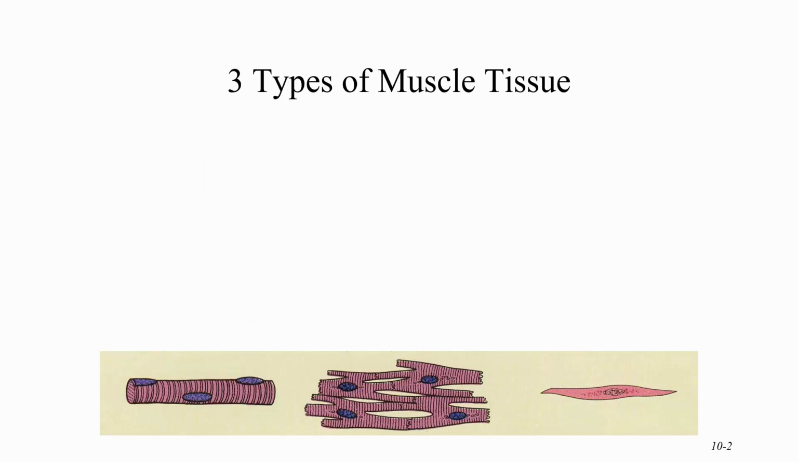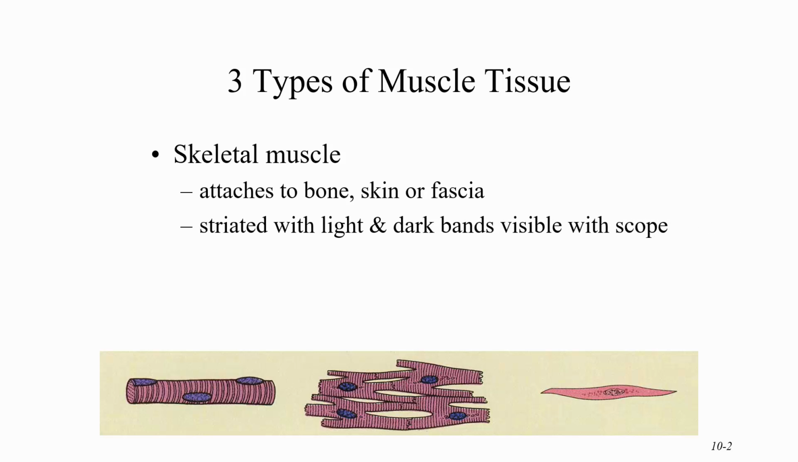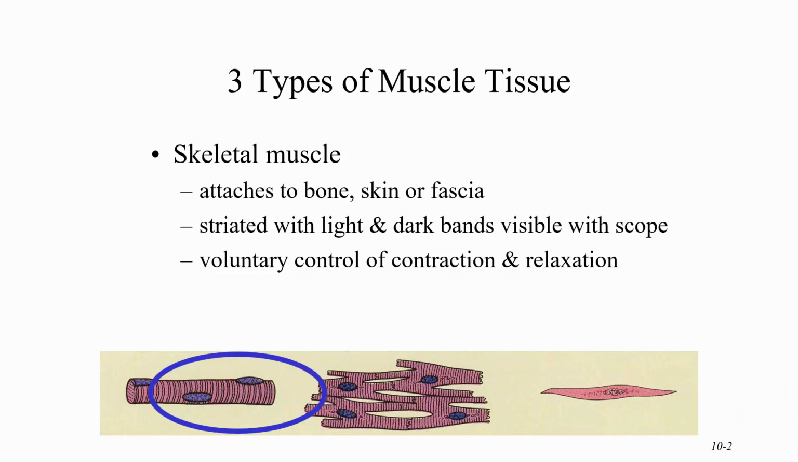Now, muscle tissue comes in three types. We have skeletal muscle, and this attaches to bone, skin, or fascia. We say it's striated because there are these light and dark bands which are visible under the microscope. And it's under voluntary control of contraction and relaxation, and this is what it looks like.